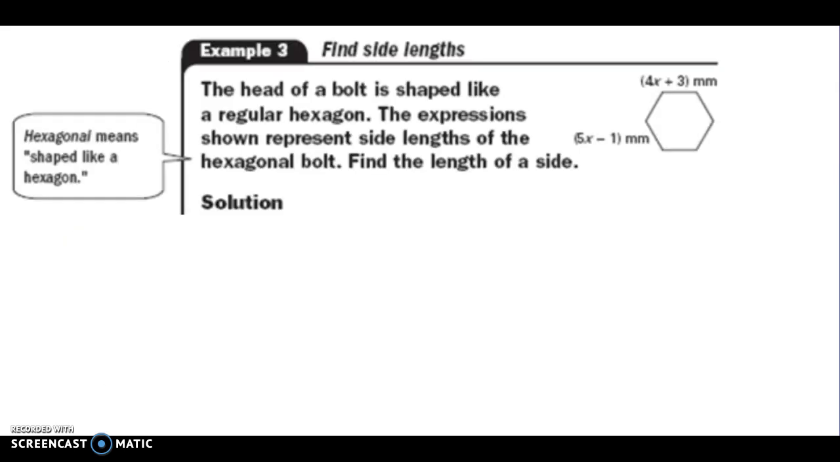You got it? Alright, so now we have an application. Just a few more polygon examples. Listen up. We're almost done. So we have a bolt whose head is shaped like a regular hexagon. Right here we have a hexagonal bolt. That's what we call it. It's a hexagon, and we know it's a regular one. So what do we know about the sides of our hexagonal bolt? They're equal, right? So I can label that on the diagram. You have this on your notes too. So how can we find the length of one side?